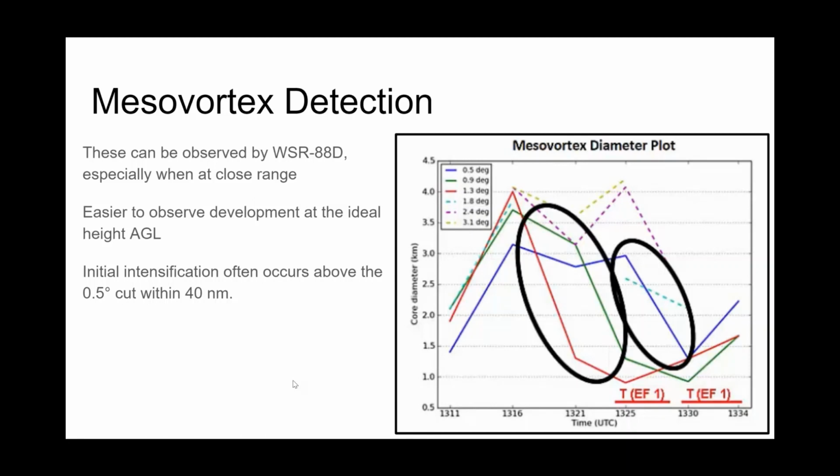This is important because smaller rotation also means harder to resolve, right? But we can do that. We can resolve it, especially if we're close to the radar. And a lot of times that intensification occurs above the half degree cut when you're within 40 miles of the radar. So you're seeing a trend here.